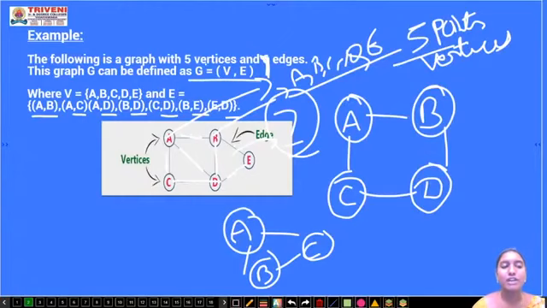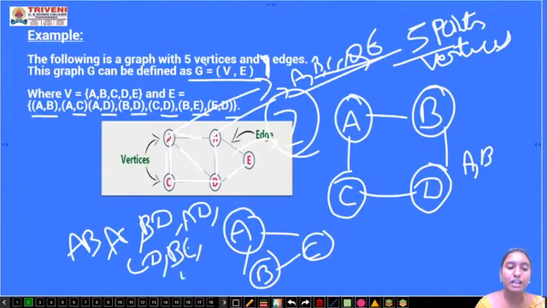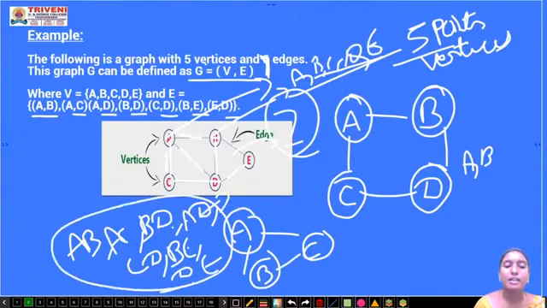G equals (V, E), where V equals {A, B, C, D, E}, and E is the set of edges, the connecting lines between the points. AB is one edge, AC is another edge, BD is another edge, AD is another edge, CD is another edge, BE is another edge, and DE is another edge. Totally 7 edges are specified here.